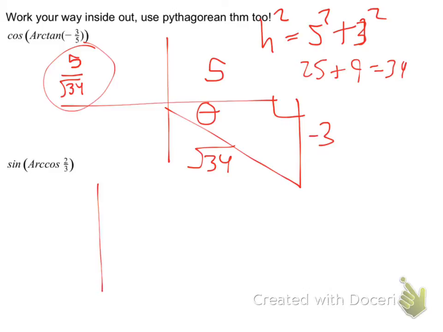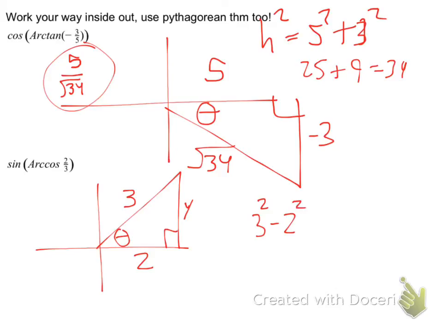Arc cosine exists in what 2 quadrants, guys? 1 and 2. But it has to be a positive ratio, so we're in 1. This is theta, there it is. What's the ratio of cosine? It's adjacent over hypotenuse, so it's 2 over 3. Gotta find y, right, or opposite. 3 squared minus 2 squared is 9 minus 4, which is 5. So, square root of 5. What's the sine of theta then? Sine is opposite over hypotenuse. Square root of 5 over 3.